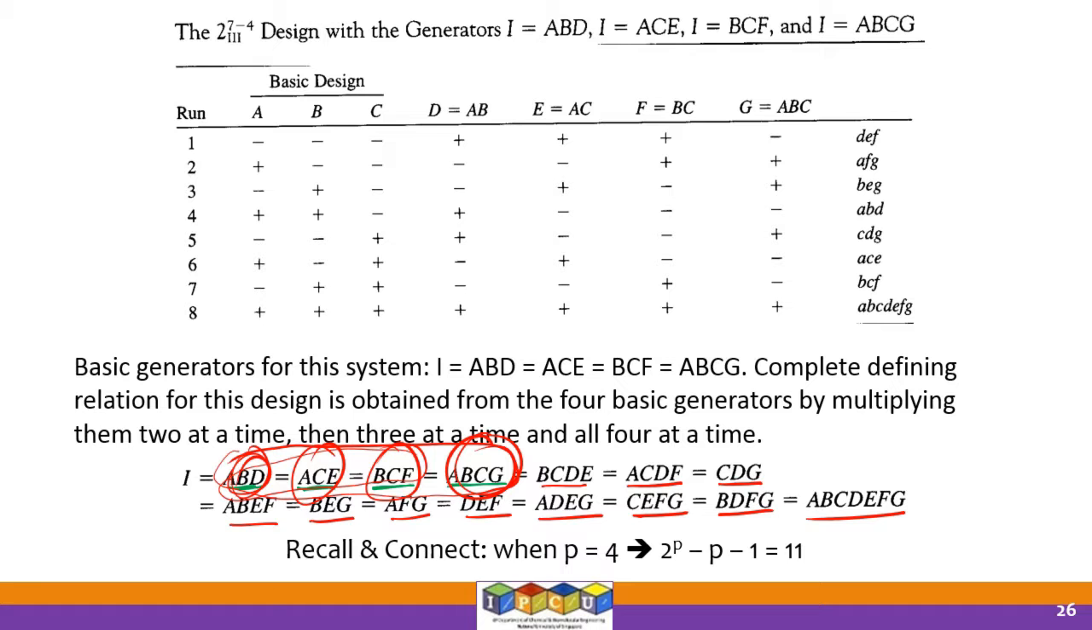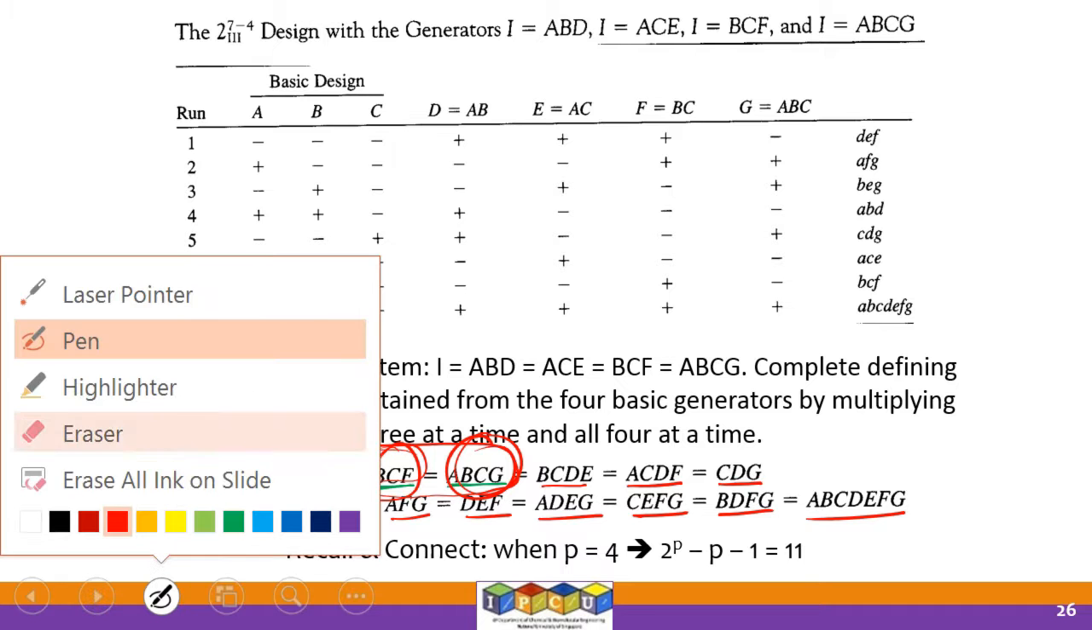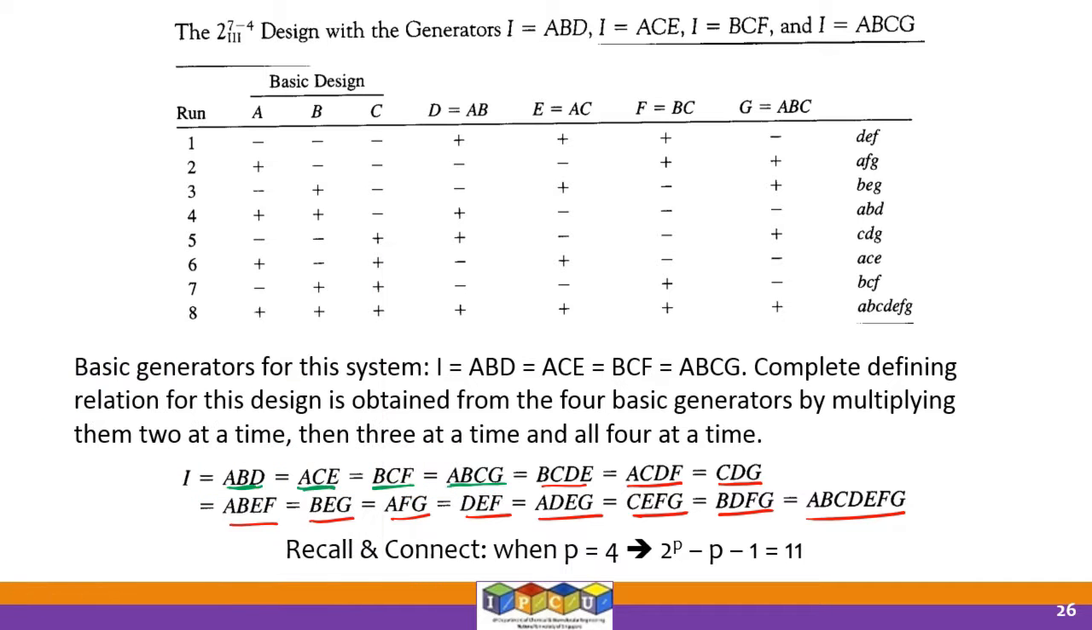So if you do that, you will see you will have all the 11 derived design generators, making a total of 15, right? Making a total of 15 because 2 to the power of p minus 1 will be 15 overall. So you have p independent generators, then you have 2 to the power of p minus p minus 1 derived generators, and if you add these two, you will get 2 to the power of p minus 1. And when p is equal to 4, like in this example, you will have 15 of them.